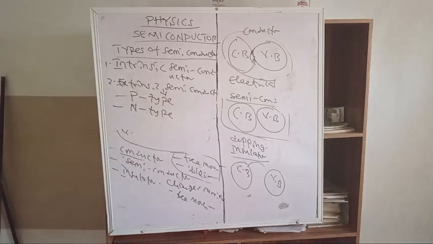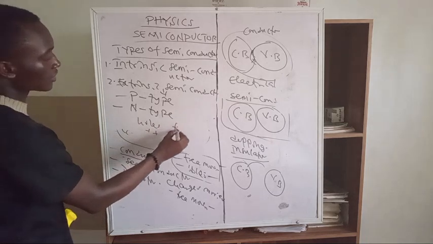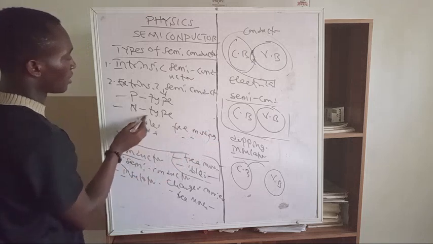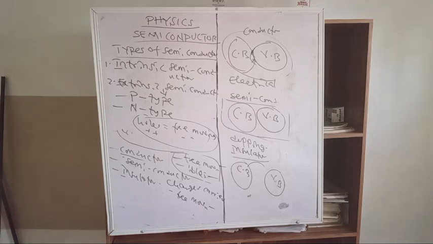But intrinsic semiconductor actually happens when there are equal numbers of positive holes and negative free moving electrons. I'll say it again. Intrinsic semiconductor is defined as a type of semiconductor in which there are equal numbers of positive holes and free moving electrons. When the holes and the free moving electrons are equal, we call it intrinsic semiconductor.